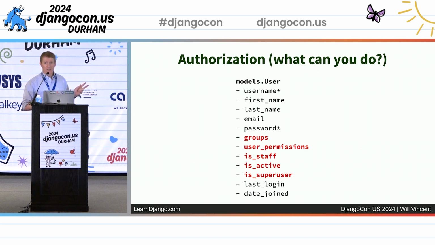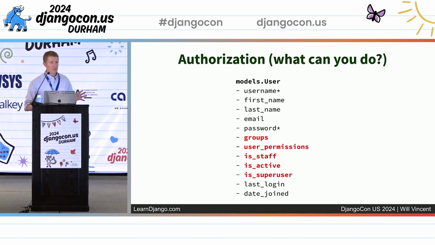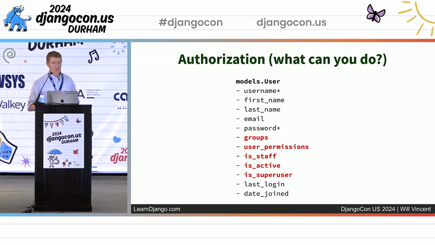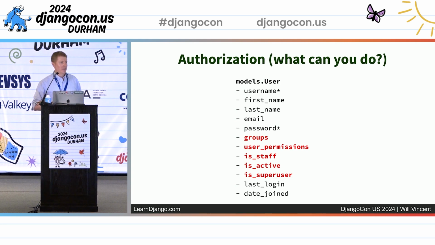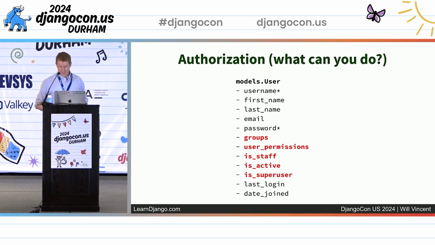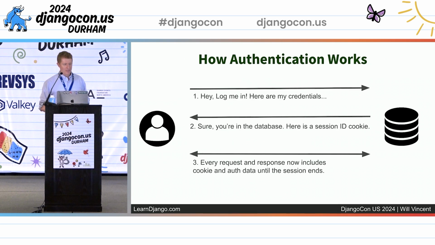This is the third piece, authorization. What can you do? Again, 5 of the 12 fields. And this is permissions, groups, staff, active, and super user. So what are the issues here? The main one is a lack of separation of concerns. We've got 3 things bundled together in one user model. And for many websites, this doesn't matter in terms of performance, but if you're a really big website or you want to handle newer forms of authentication like passkeys and social auth, this is less than ideal, and we'll get into that a little bit.